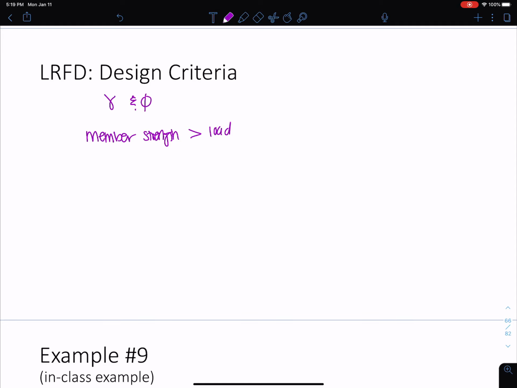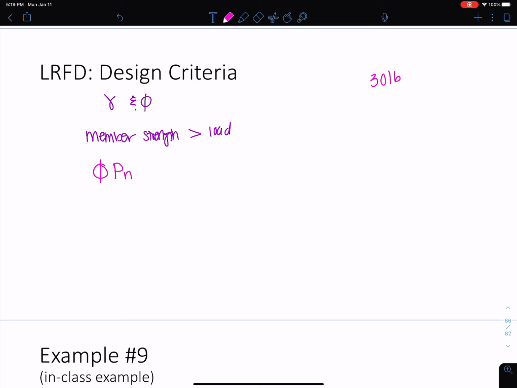Okay, so the member strength, how do we measure member strength? By something called PN. We call this the nominal strength of the member. Okay, here is where we multiply it by phi. So what we're doing is we're saying this. Let's say your bicep, remember, each bicep can carry a 30-pound dumbbell.